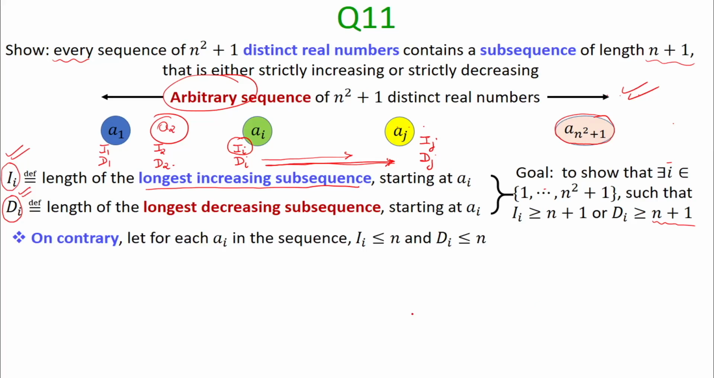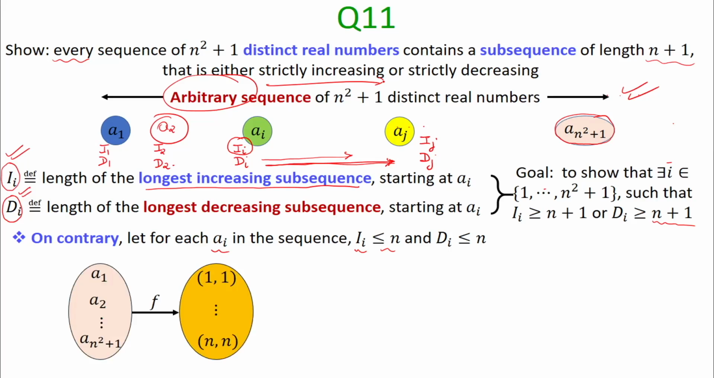I have to show the existence of one such number a_i in this sequence. I prove that by assuming a contradiction. So assume that the statement is false, and that means for each a_i in the sequence, the value I_i is at most n. That means you take any number in the sequence, the maximum length increasing subsequence is of length n, and the maximum length decreasing subsequence is also of length n. What does that mean? If I try to pair all I_i and D_i pairs, then they can take the values in the range (1,1) to (n,n), namely n^2 possible pairs. These are the possible values of the (I_i, D_i) pairs.